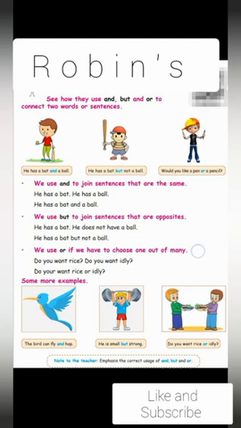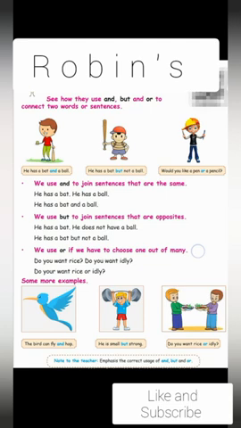Okay. So see, in this exercise we only have these usages: and, but, or. Let's see how it is. Conjunction means it's a joining word that joins two different sentences together, or a group of words together. Okay, let's see how they use and, but, or to connect two words or sentences.